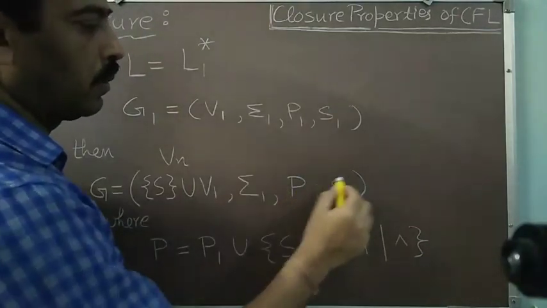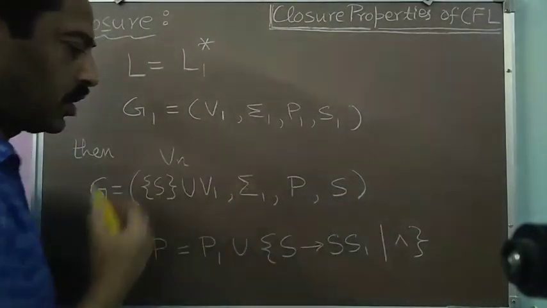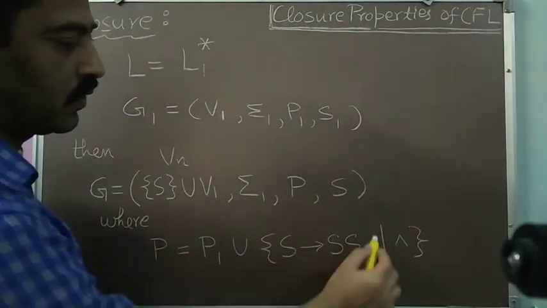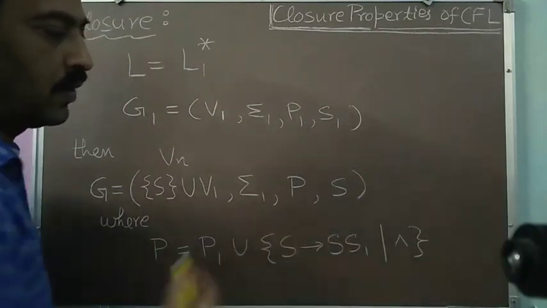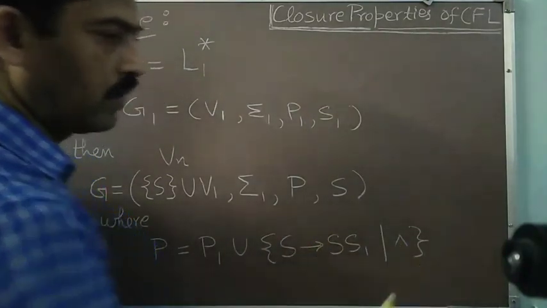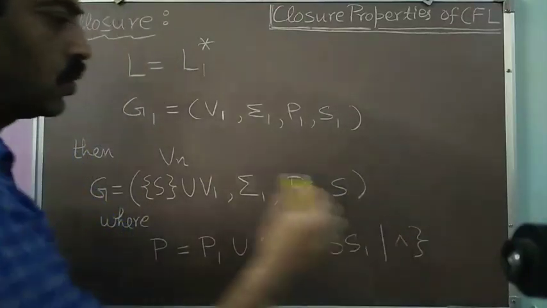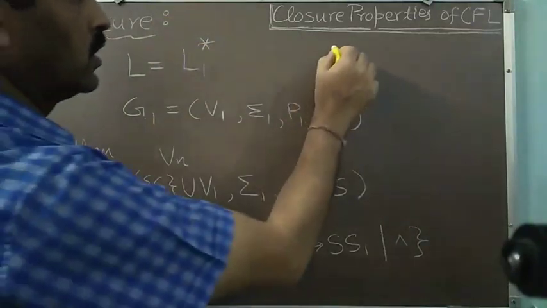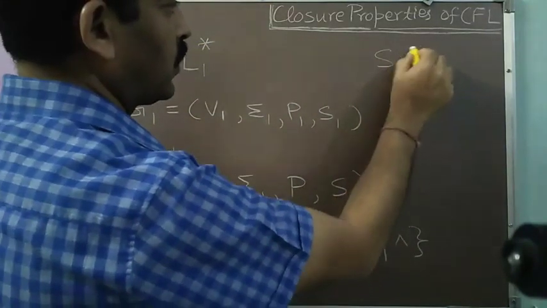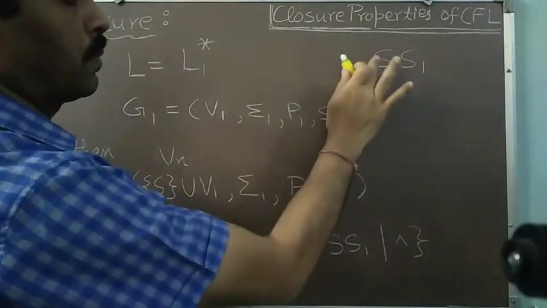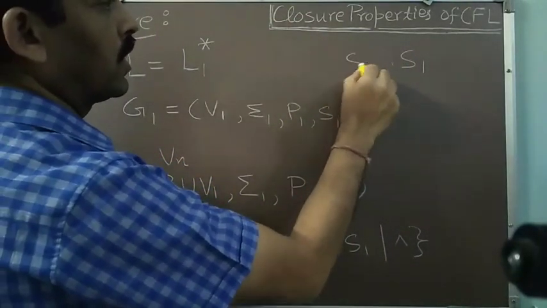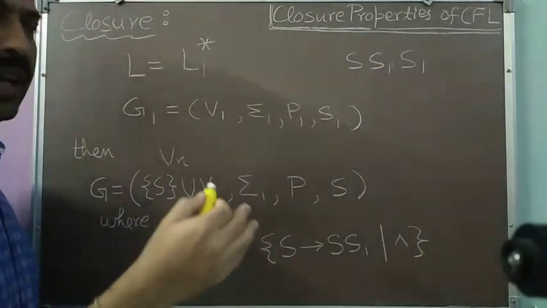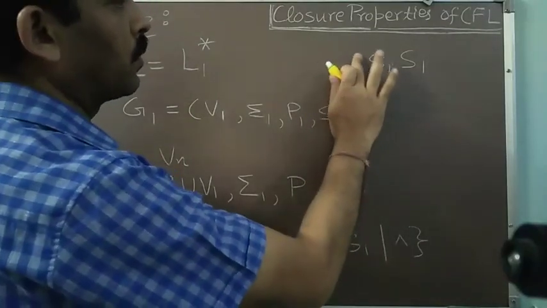And then the set of productions will be P and S will be the start symbol, where the set of productions P is equivalent to P1 union S to S S1. So one production of the form S to S S1 will be included and another production S to null will be included. Through the introduction of these two productions, we can generate S1 any number of times, because suppose S is replaced by S S1, so first time it will be S S1, then again we replace S by S S1, so it will become S1 S1. So we have generated S1 two times.